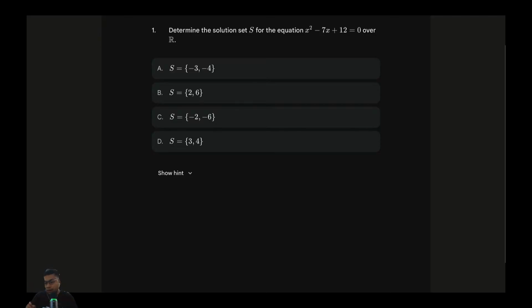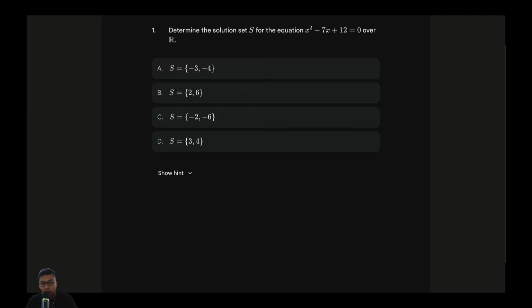Okay, hello. So for this question, it's about MCQ questions, and they're asking us to determine the solution set S for the equation x squared minus 7x plus 12. Okay. So how can we find the set S?